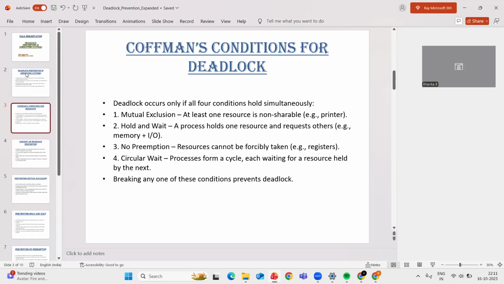Coffman's conditions for deadlock. For a deadlock to occur, four conditions must hold at the same time. The first is mutual exclusion, which means only one process can use a resource at a time. The second is hold and wait, where a process holds some resources and waits for others. The third is no preemption, meaning the OS cannot forcibly take resources from a process. And finally, circular wait, where a group of processes form a circle, each waiting for a resource held by the next process. If we can prevent any of these four conditions, the system can avoid deadlock altogether.